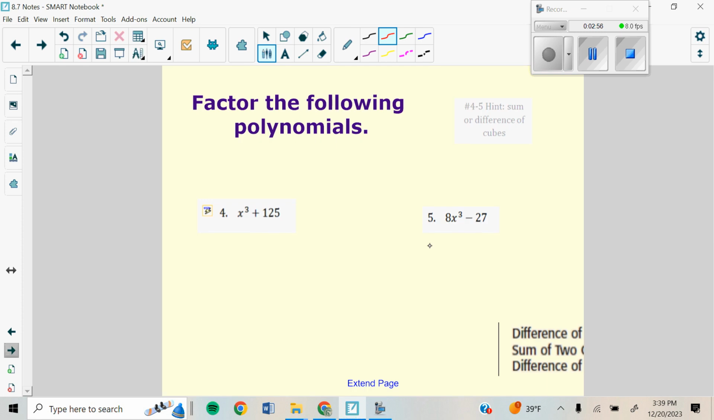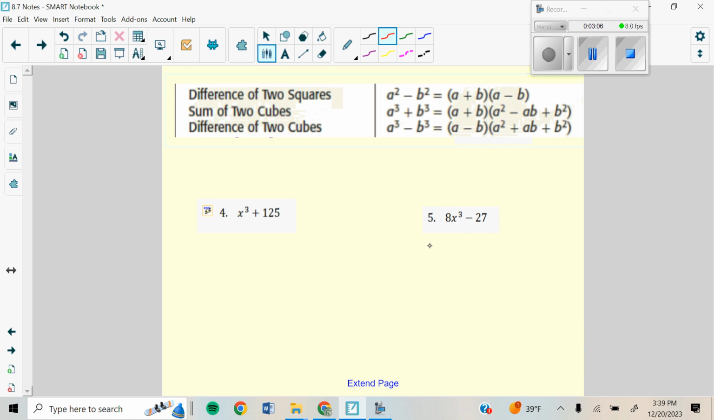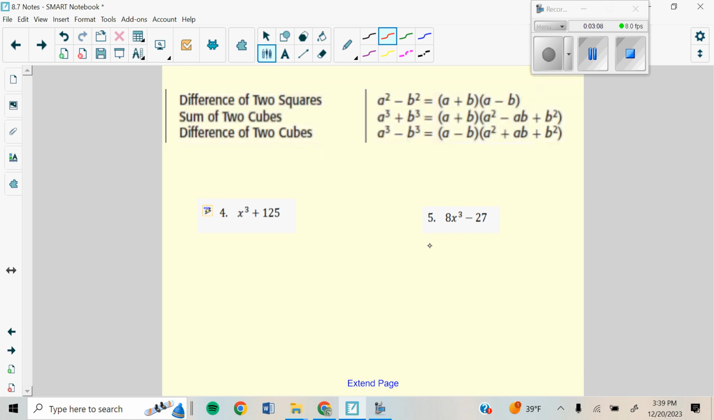All right, so factor the following polynomials. It says hint, for 4 and 5, sum or difference of cubes. So, like I said, you want to have the two formulas easily accessible. So I look at this and it's a sum because I have a plus, and I know that 125 is a perfect cube. So this is x cubed plus 5 cubed. So x is my a, and 5 is my b.